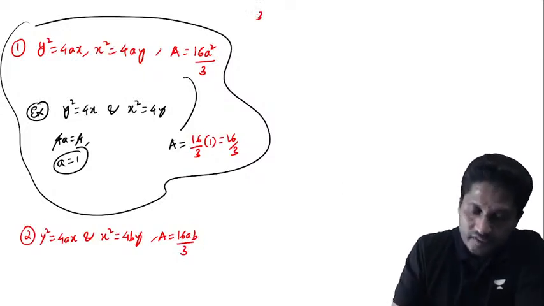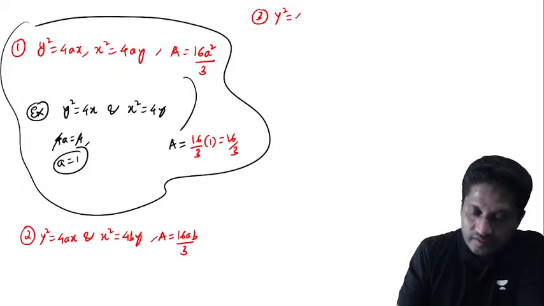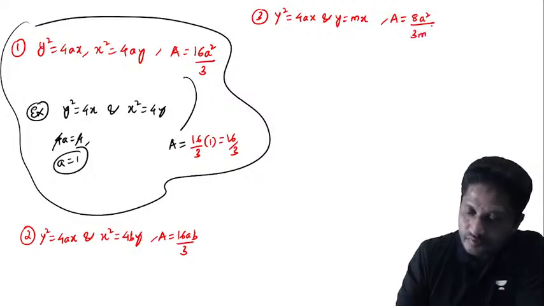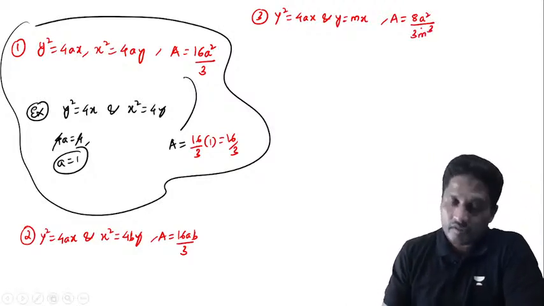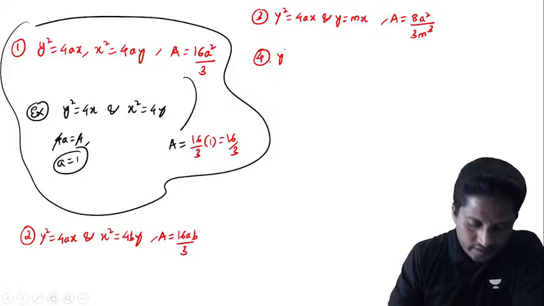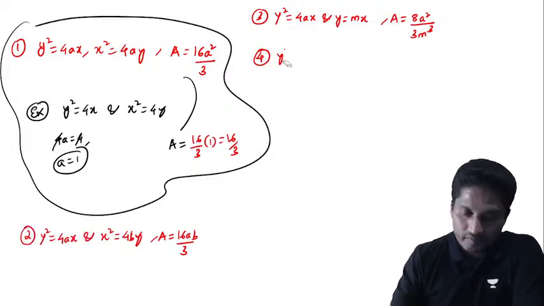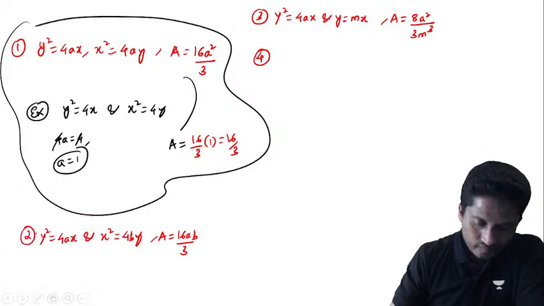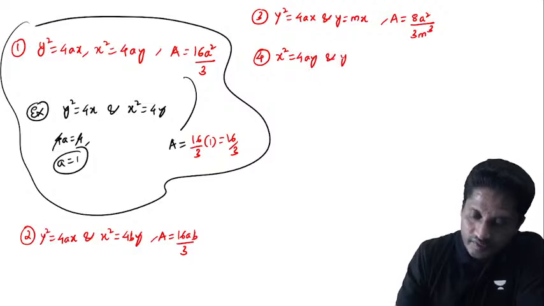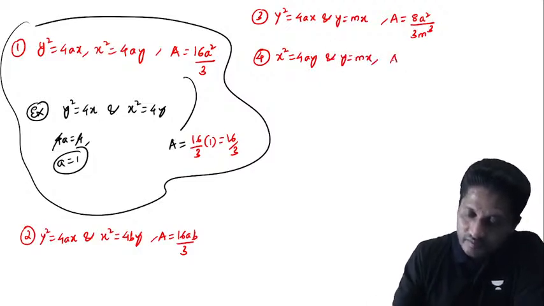Now suppose you have the area bounded by the parabola y square is equal to 4ax and the line y is equal to mx, then area will be equal to 8a square by 3m cube. Very useful. Even in 2020 paper, 21 paper, you have questions based on these time saving results. If you take the upward parabola x square is equal to 4ay and the line y is equal to mx, area will be equal to 8a square by 3m cube.